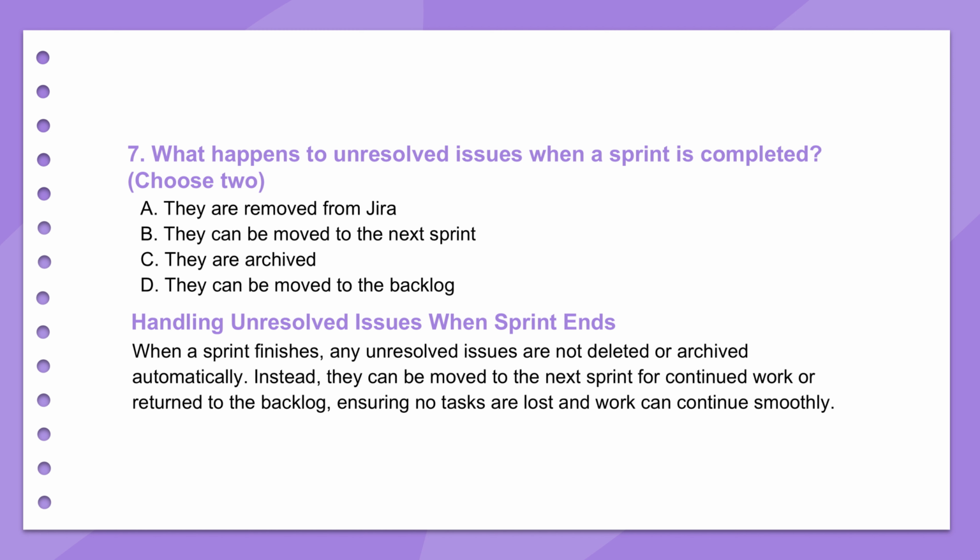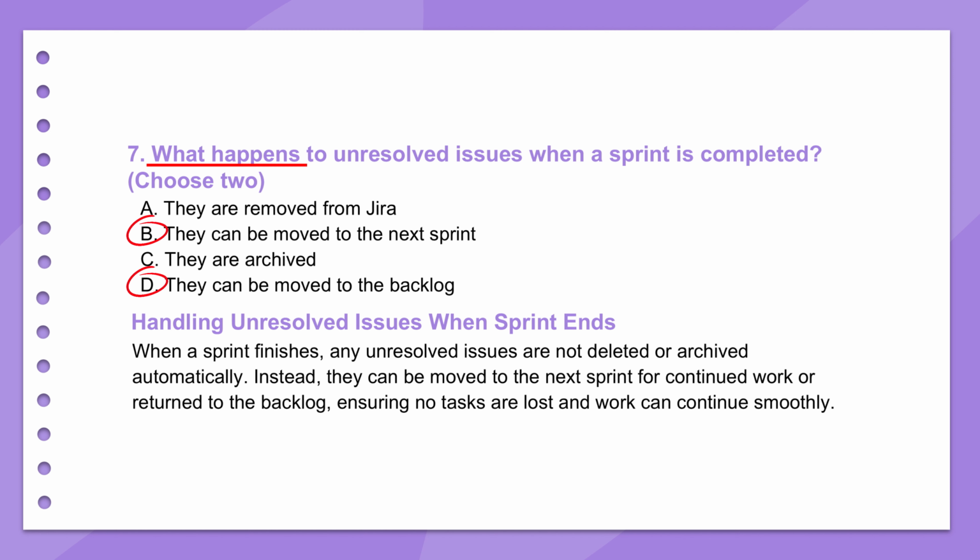Okay, next scenario. End of a sprint. You've got issues that aren't done. What happens to them when you click complete sprint? Good question. They don't just vanish into the ether, thankfully. Jira gives you options. When you complete the sprint, it shows you the list of unfinished issues. You can choose to move them, where? Either directly into the next sprint you plan to start, if you know you want to keep working on them immediately, or you can send them back to the product backlog.